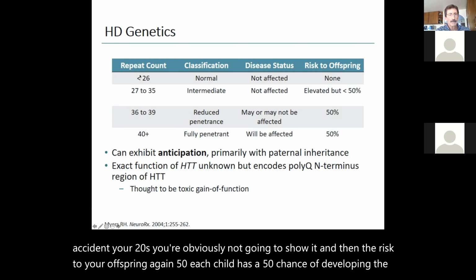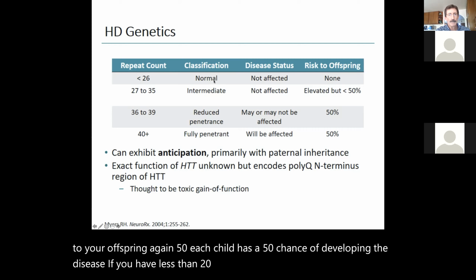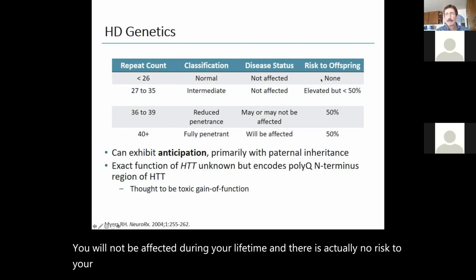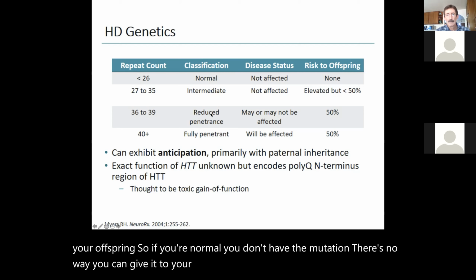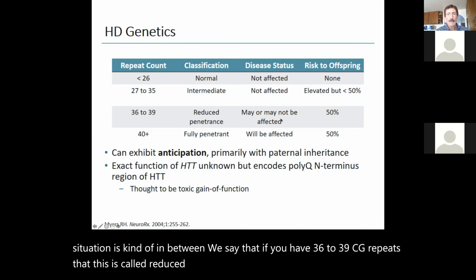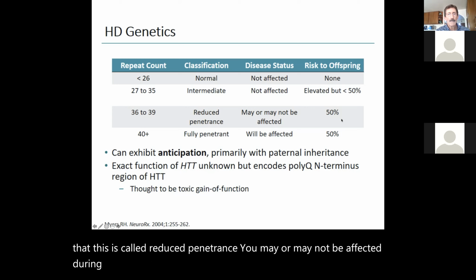If you have less than 26 CAG repeats, you're by definition normal. You will not be affected during your lifetime, and there's actually no risk to your offspring. So if you're normal, you don't have the mutation, there's no way you can give it to your children. Probably the more interesting situation is in between. We say that if you have 36 to 39 CAG repeats, this is called reduced penetrance. You may or may not be affected during your lifetime. And again, your offspring will have 50% risk.